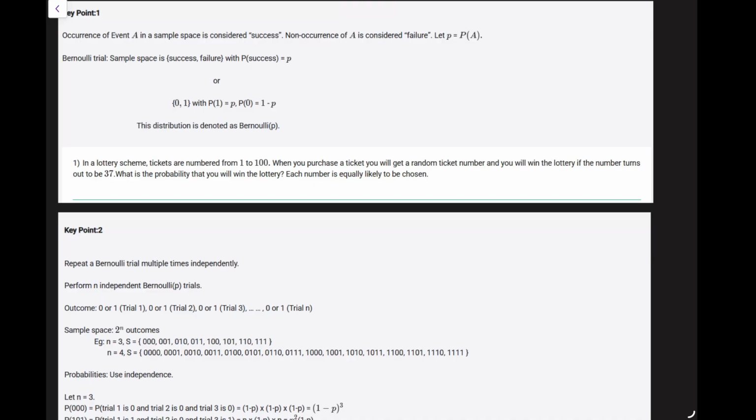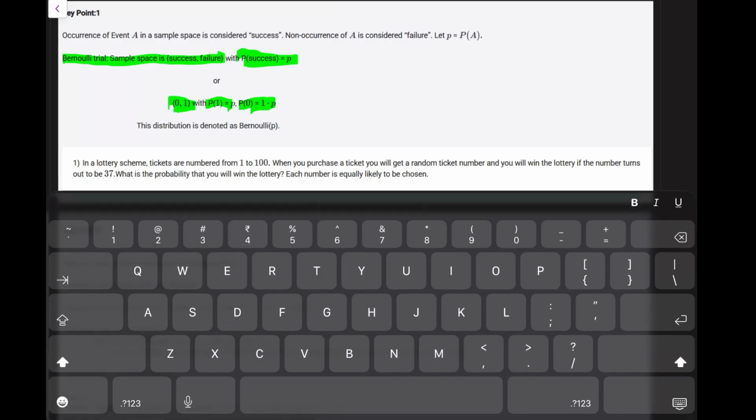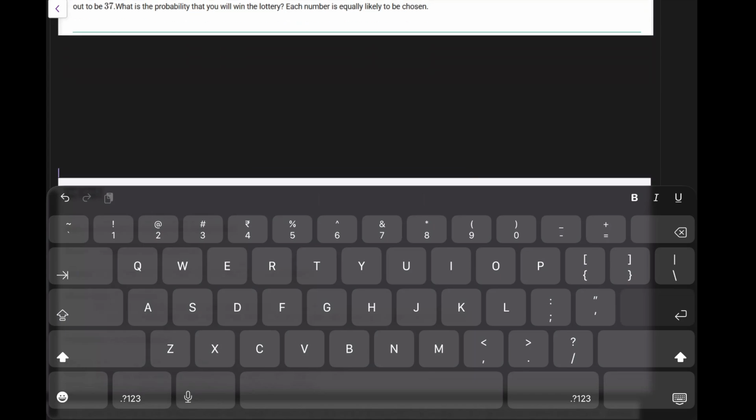So first, occurrence of event A in a sample space is considered success, okay? Non-occurrence of A is considered a failure. Pretty straightforward. Two outcomes, success or failure. It's denoted by P(A), which means probability of success of having an event A. Now, in Bernoulli's trial, you have sample space success or failure with P(success) given as p, or 0, 1, these are two outcomes. P(1) is p, P(0) is 1 minus p. Pretty straightforward, okay? So let's do some problems like we did yesterday. Let me make some room, some space here.